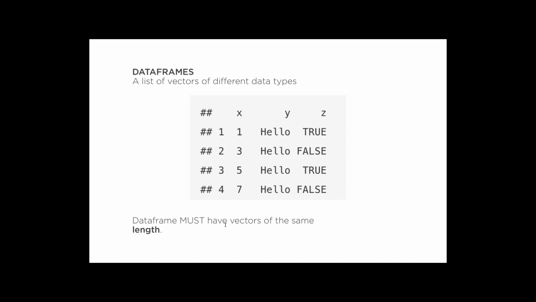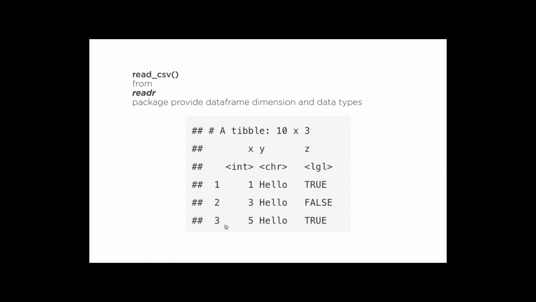Information about data frame dimension and data type can be provided using the read_csv function from the readr package library in R, as it provides you the dimension. In this case, you can see that it's 10 by 3. So you have 10 rows by 3 columns. In addition to column names, it tells you what object type is in each column. So we have integer, we have character, and we have logical.